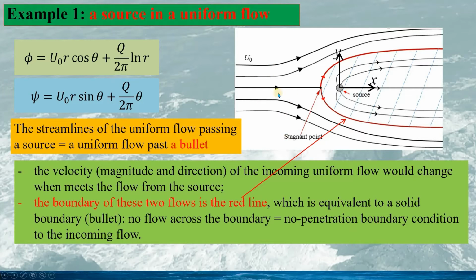That's why we say the uniform flow past the source is equivalent to a uniform flow past the bullet, the structure of the red line.